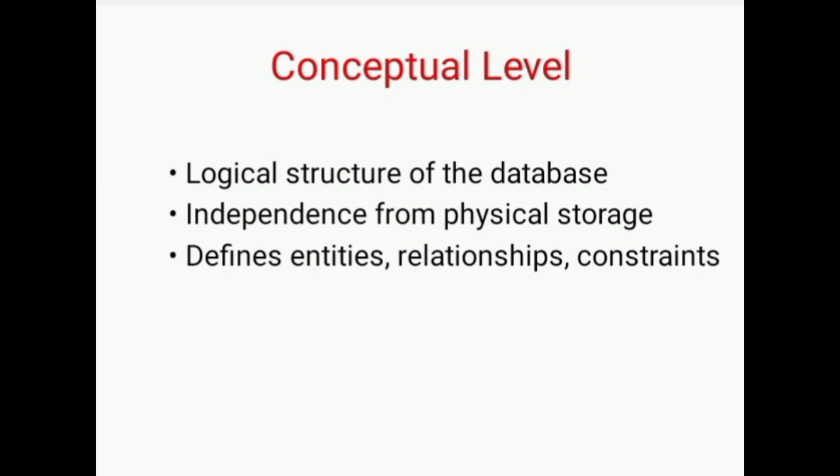Continuing the company database example, the conceptual level would define entities like customer, product, and order, and the relationships between them. A customer can place multiple orders, and an order contains multiple products. It would also define the attributes of each entity.